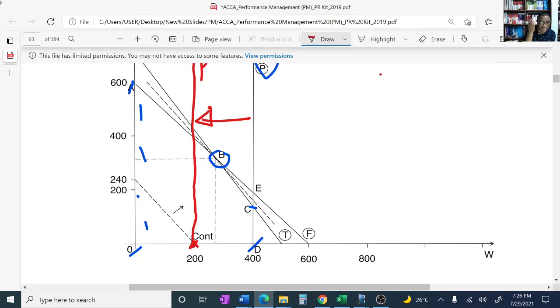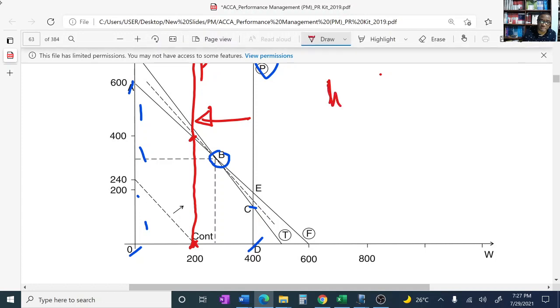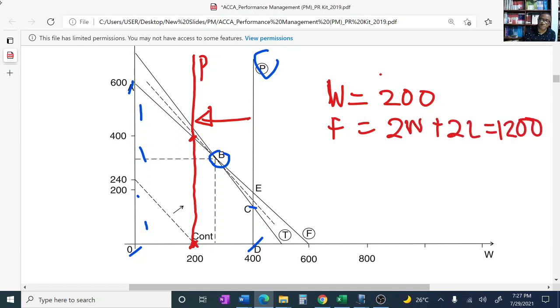Now, at 200, it means that the optimum point now rests between the point P. So it's now going to be the line P, which is a W of 200, and the line F, which is the fabric, which is 2W plus 2L equal to 1200. So these are the two equations we will need to solve. Now find a new optimum production plan for when the demand for W now falls to 200.